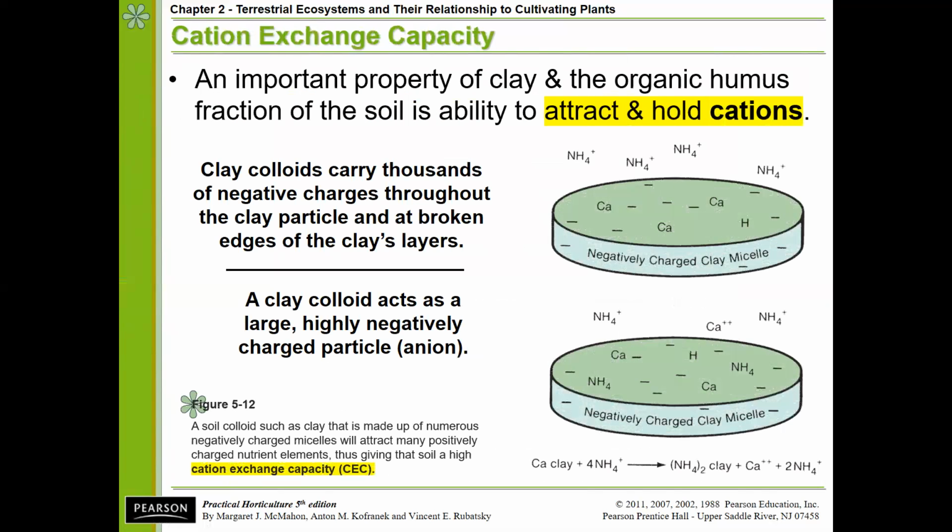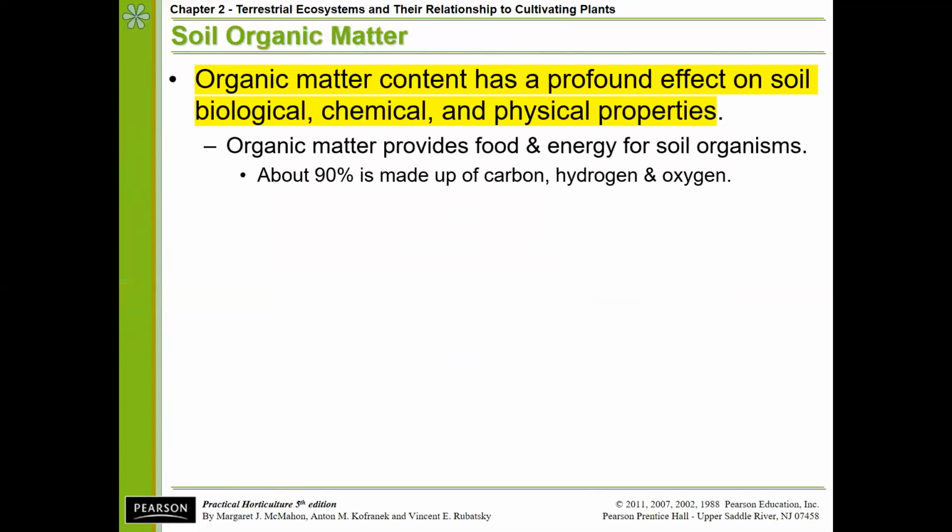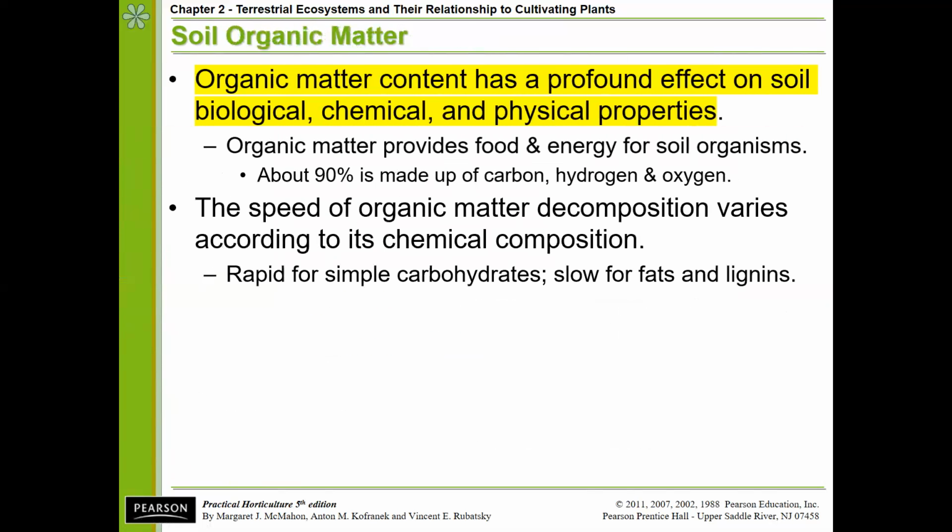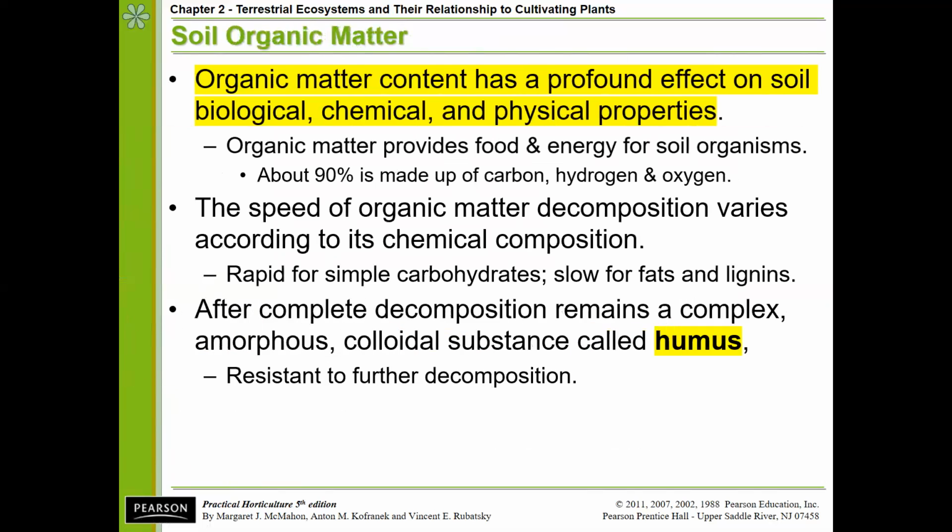Just a couple more things real quick. Cation exchange capacity, the ability to attract and hold cations in a particular type of soil, and know what types, clay and organic humus fractions of the soil, are responsible for cation exchange capacity. And then finally, again, organic matter and what it does. And when it becomes stable, it's known as humus.